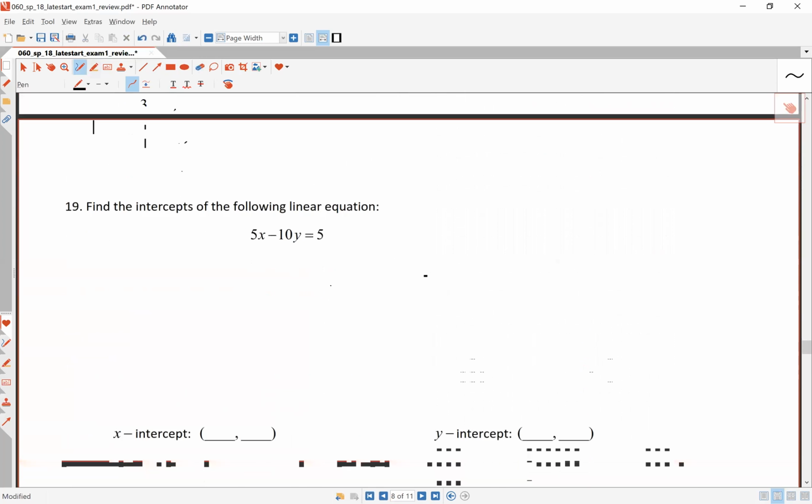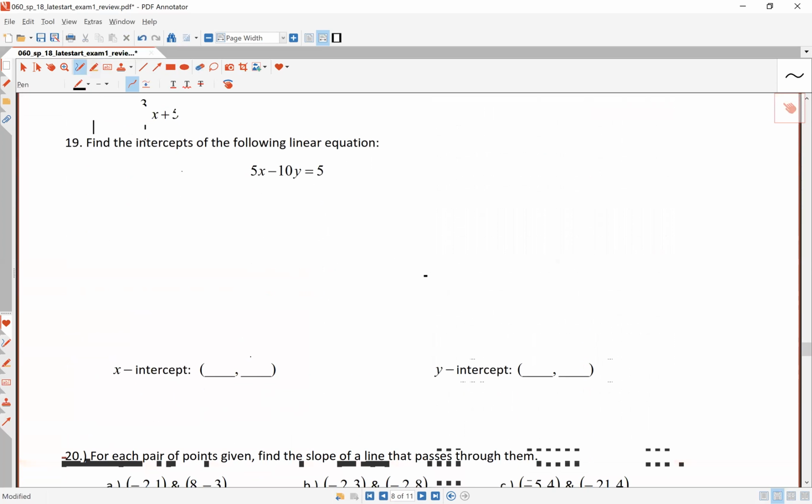Okay, when you find intercepts like this, the x-intercept always has y equal to 0. So if you set y equal to 0, you're literally covering that 10y up there, and it's not even there anymore. It says 5x equals 5, or x is 1. And the y-intercept has x equal to 0. And so if I cover that up, x equal to 0, it says -10y is 5. You divide by -10, and that's -1/2.